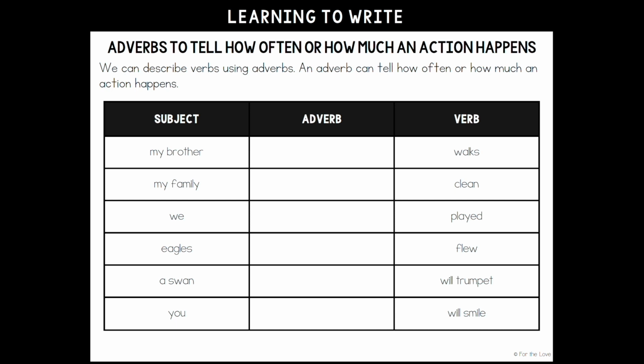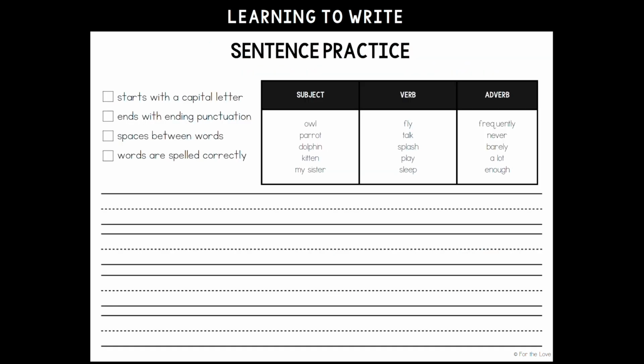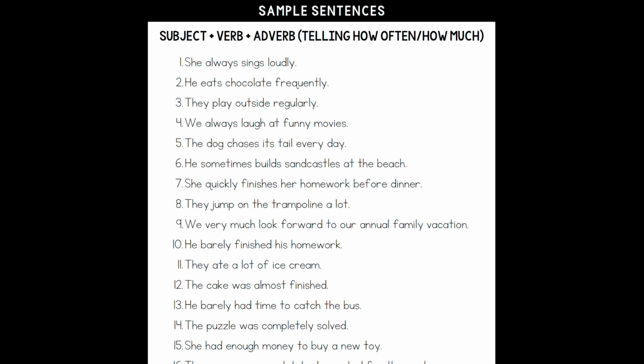In these sentences, they're going to have the subject, then the adverb, then the verb. This works definitely with adverbs that tell how often or how much an action happens. It might or might not work with other adverbs. You will have to play around with it with your students. Here is a suggested answer key. And then students will write sentences. They can write sentences with the adverb either before the verb or after the verb. And here are some sample sentences that show how to use adverbs that tell how often or how much an action happens.